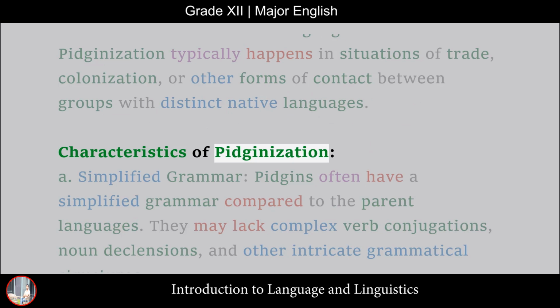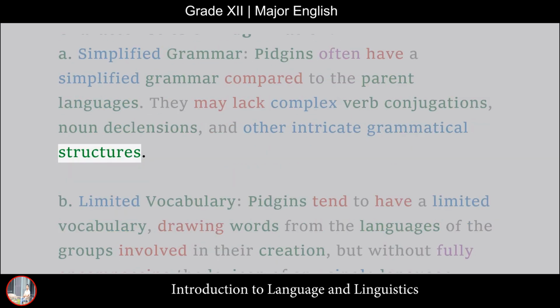Characteristics of pidginization. A. Simplified grammar. Pidgins often have a simplified grammar compared to the parent languages. They may lack complex verb conjugations, noun declensions, and other intricate grammatical structures.